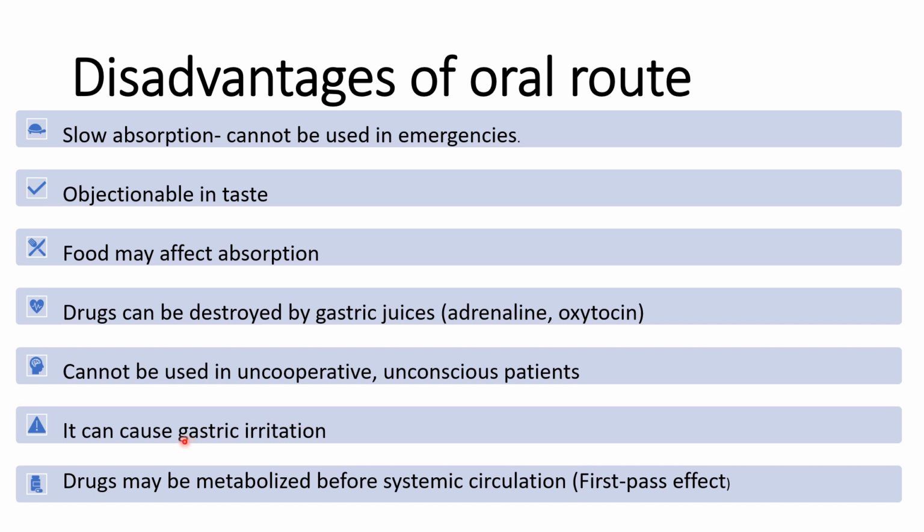In the oral route, drugs can cause gastric irritation, and drugs would be metabolized before reaching systemic circulation. That is the first pass effect that we have discussed in the last video. That means the drugs are first absorbed into the portal circulation and taken to the liver, where they undergo metabolism, and then they are available for the systemic circulation.